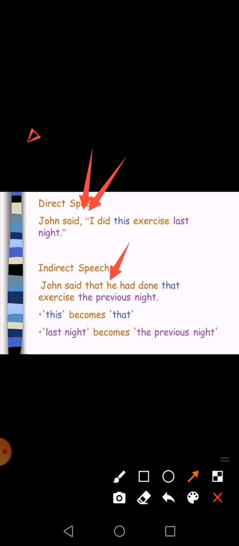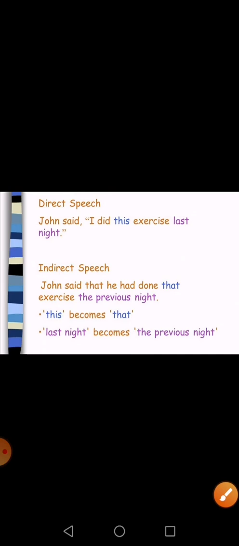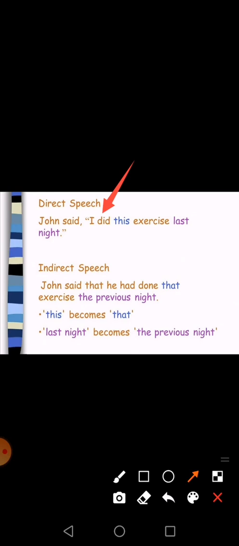Now, what is the helping verb of past perfect tense? The helping verb of past perfect tense is had. So, I have to put had here. Now, our main verb is did. What is the main verb? Did. So here did would be changed into the past participle form. What is the past participle form of did? It is done. Okay? Do, did, done. So done.